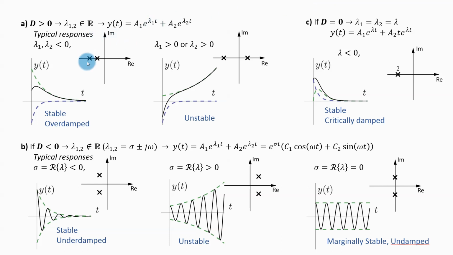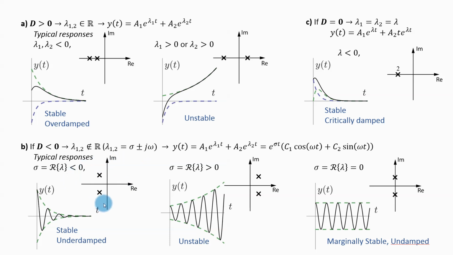Okay, now what are these plots with crosses in them? These plots show where the roots of the characteristic equation fall in the complex plane. In this case, your roots are real negative, so they fall on the left half of the real axis of the complex plane. In this case, the roots are still real, but at least one of them is positive, so at least one of them will fall on the right side of the real axis in the complex plane.